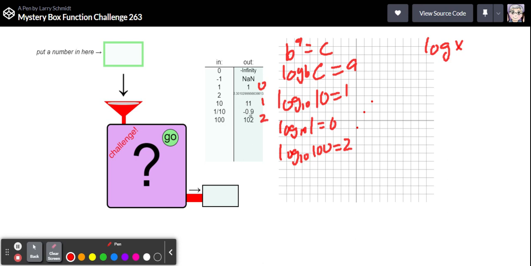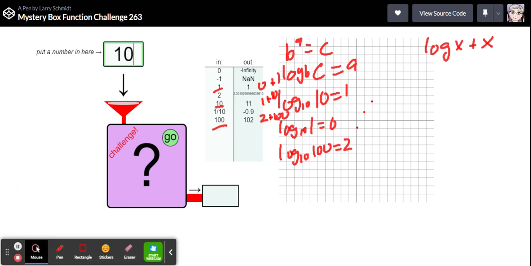So what is going on here? When it was 0, we added 1. When it was 1, we added 10. So this is plus 10, this is plus 1, and when we expected 2, we got 102, so that's plus 100. It looks like we're always adding the input back in. So I guess that would just be the log of x plus x. I mean, we can try that with 1,000, right? The log base 10 of 1,000 should be 3. So it should be 1,003 for a result.